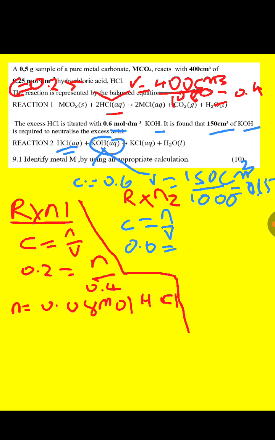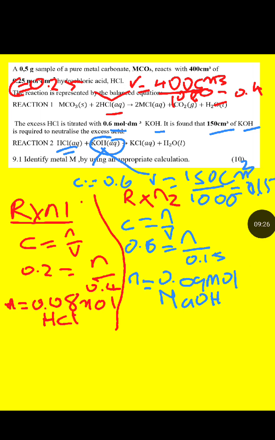Is equal to the number of moles over volume, which is 0.15. And the number of moles is equal to, you substitute them, you get 0.09 mole. Okay, all right. So now I got the number of moles.